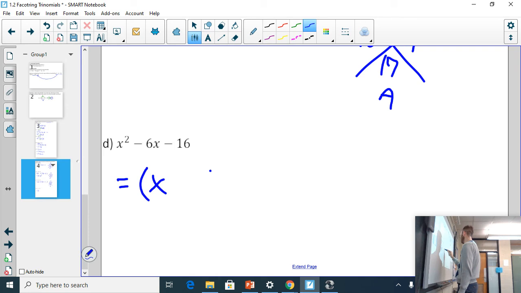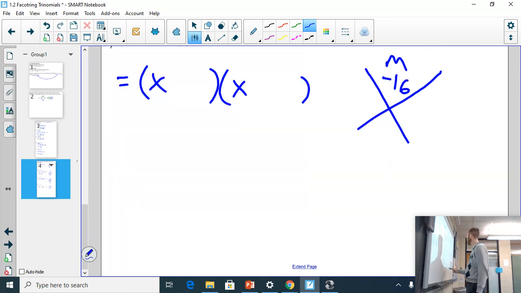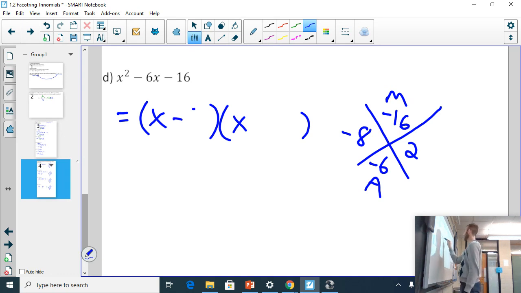And then for our last one, we know it's going to be x and x. And then we need to multiply to negative 16 and add to negative 6. And what two numbers do that? I think negative 8 and positive 2 will get us there, because negative 8 times positive 2 is negative 16, and negative 8 plus 2 is negative 6.